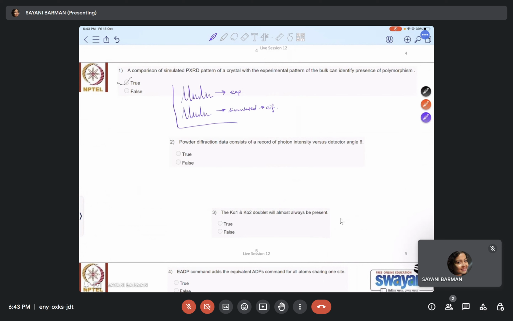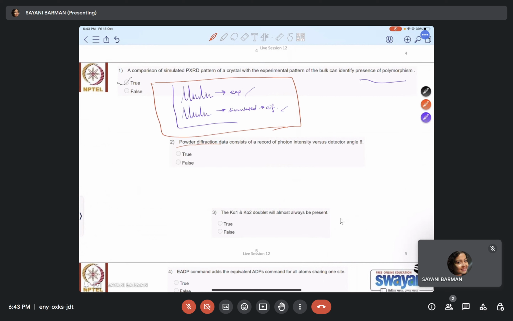So, using the simulated pattern and the experimental pattern, we can distinguish the presence of polymorphism, right? So, what is polymorphism? That we will encounter in later questions, so then only I'll answer. Now the next question is: the powder diffraction data consists of a record of photon intensity versus detector angle theta. So this is only the powder diffraction data, this one only.